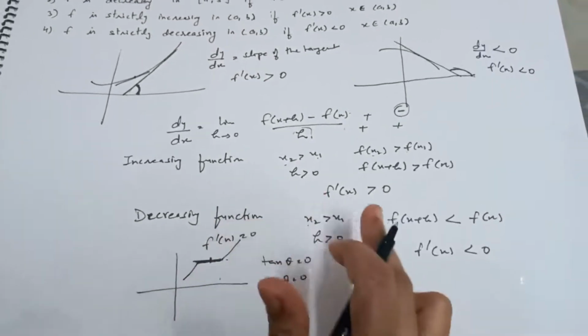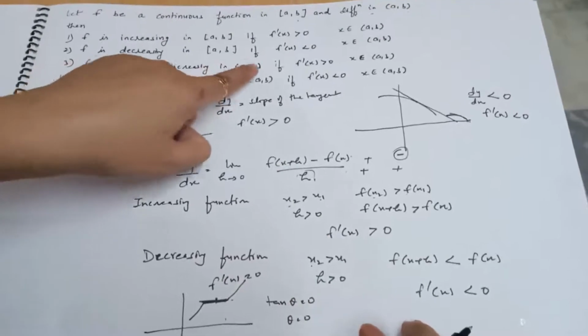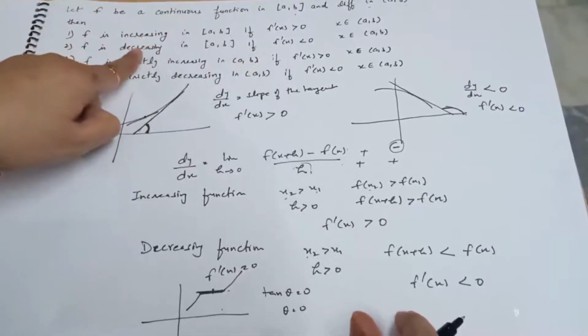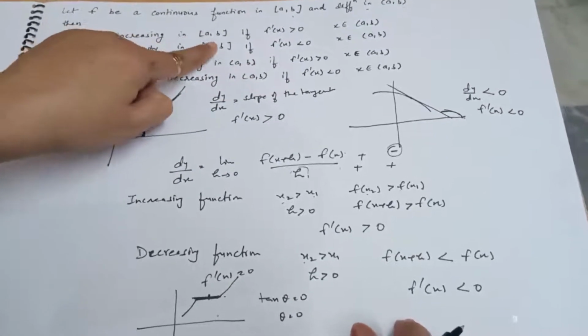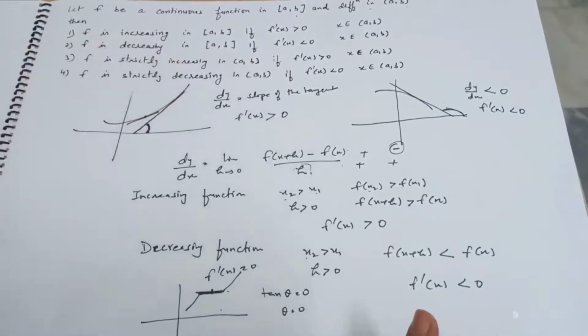But strictly increasing में we are not including the points, but increasing and decreasing we are including the ending points. Some examples I will be explaining. Okay, one example is there, listen, interesting it is.